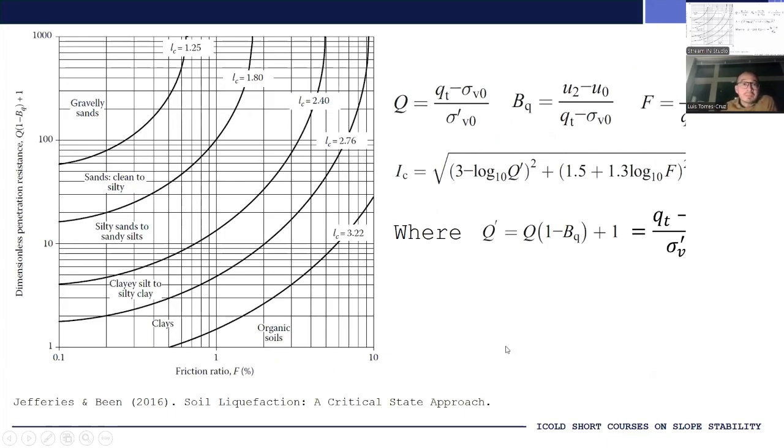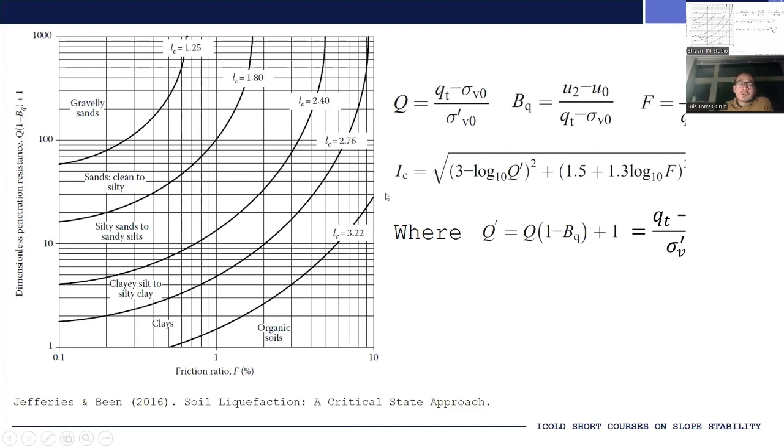A chart that has become quite common is this one proposed by, or illustrated in, the Jeffries and Been soil liquefaction book. They use contours of this parameter called IC. Depending on your value of IC, you are dealing with a soil that is behaving like a gravelly sand, a clean sand, or sand-silt mixtures, and so on. And this is the equation for these contours of IC.